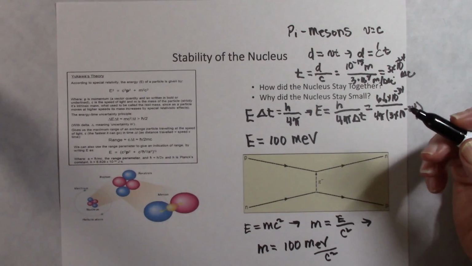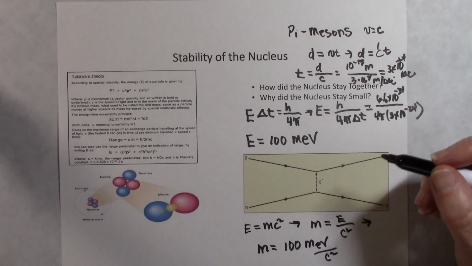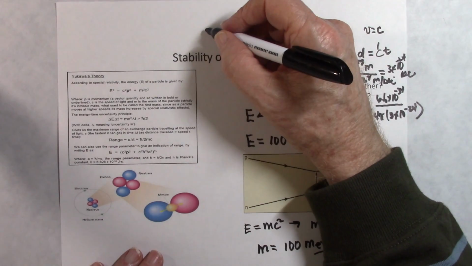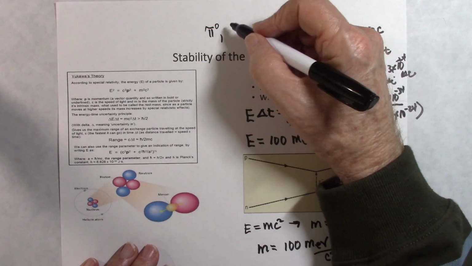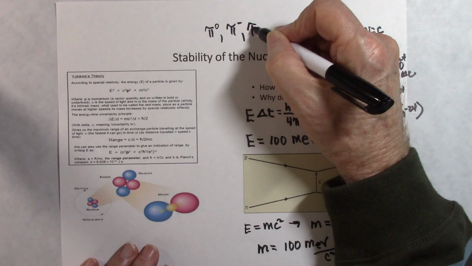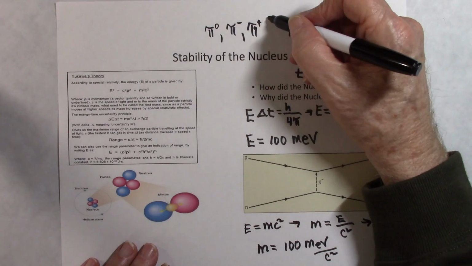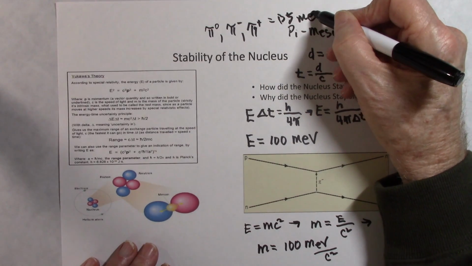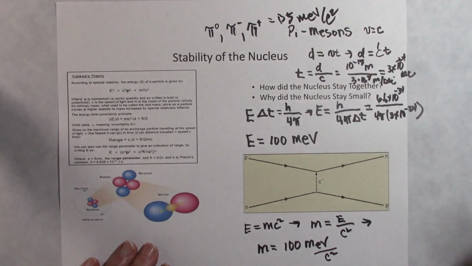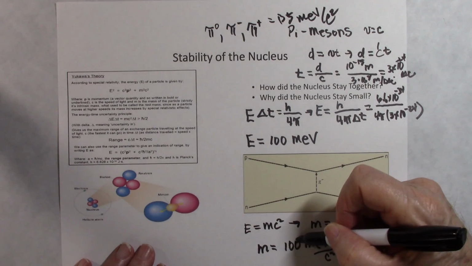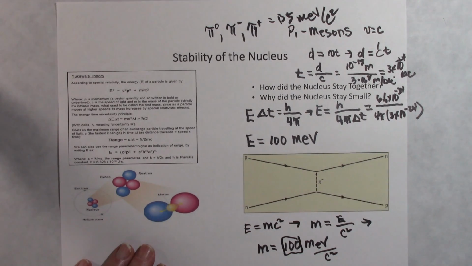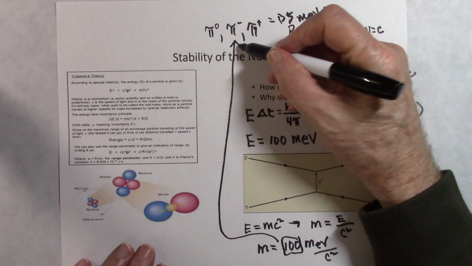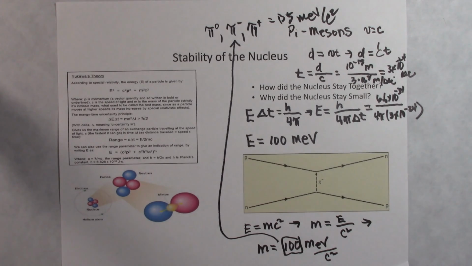This was confirmed experimentally. I won't go into the details of how that was done, but the mesons that were discovered, there was a pi zero meson, a pi negative, and a pi positive, and these were all around 135 mega-electron volts per c squared. And so that was a pretty good estimate. This 100 mega-electron volts was a pretty good estimate of what was experimentally observed.